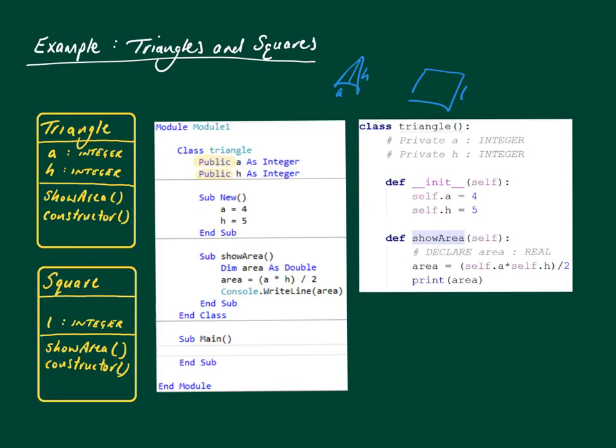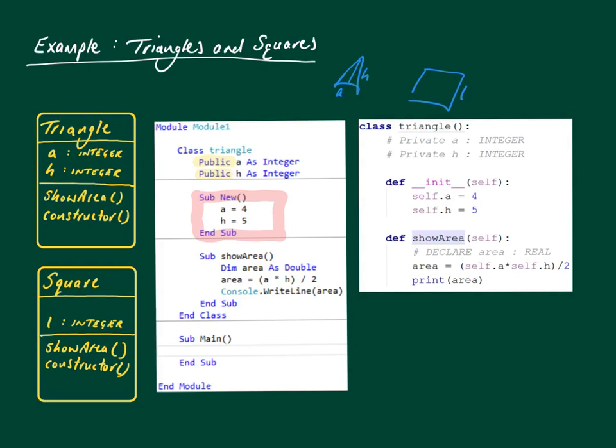The constructor, which I'm just going to highlight in red. Okay, the constructor here, Sub New, all it does is it sets the value of A to 4, so the size of the base of the triangle to 4, and then the height of the triangle to 5. Okay, as we can see in the class definition, they are integer values. Okay, so we make sure we set them as integers in Visual Basic.